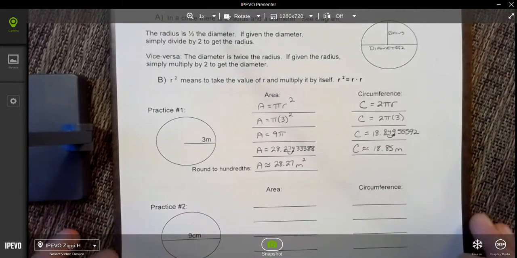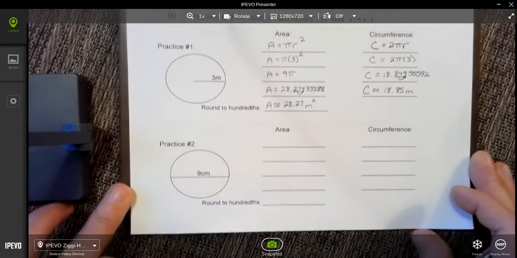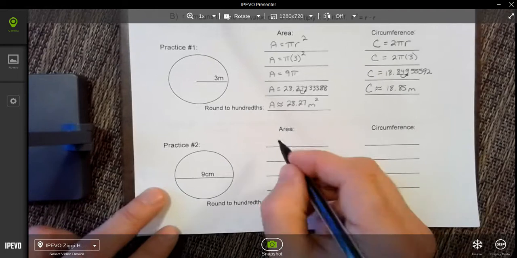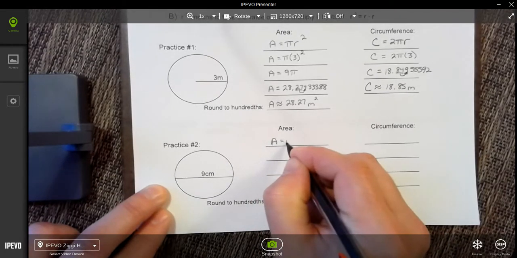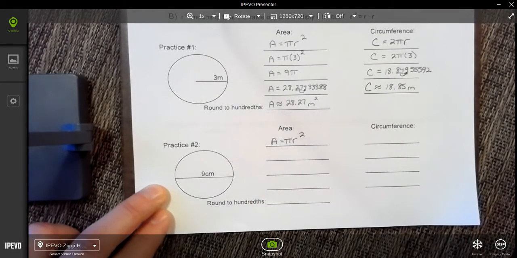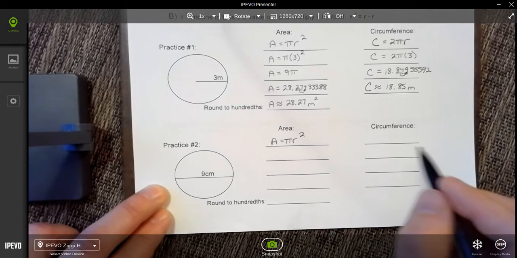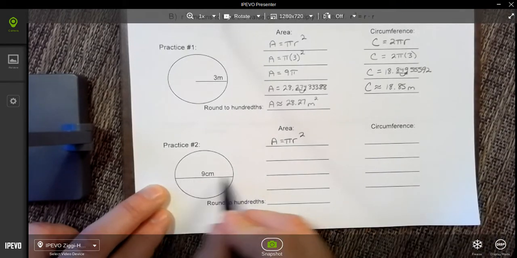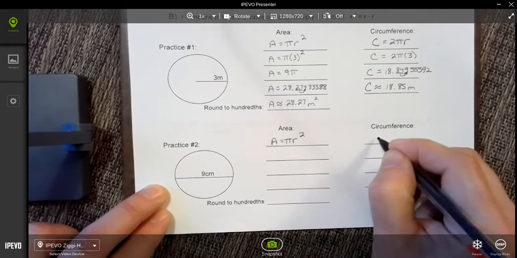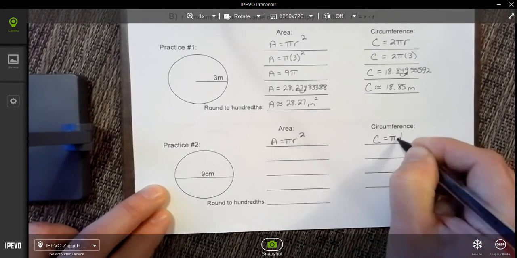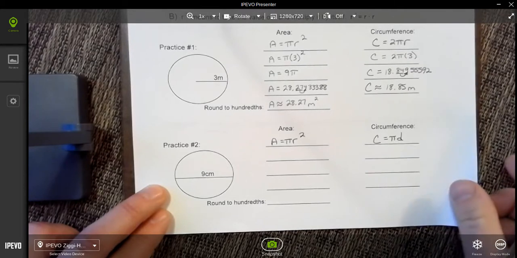Okay, I'm going to have you go ahead and practice that down here with this second circle. Notice this time, though, that we've got the diameter. The area formula, though, if you remember, area equals pi r, or radius, squared. So think about what you're going to have to do to this in order to come up with that radius. For my circumference, well, I know the diameter. I'm going to use the circumference formula that uses diameter. C equals pi times the diameter.